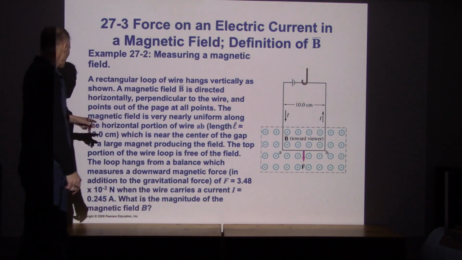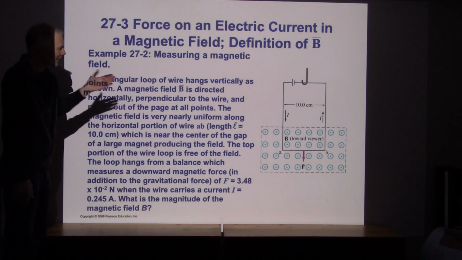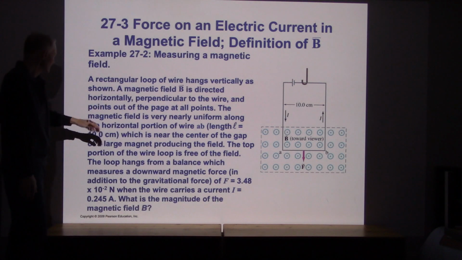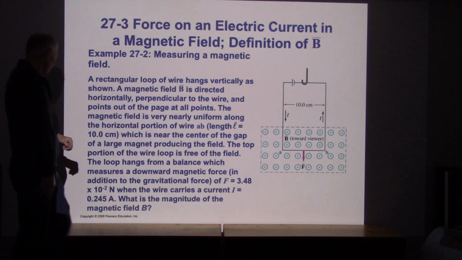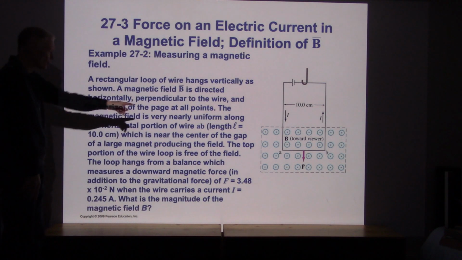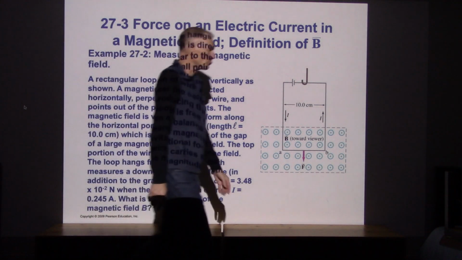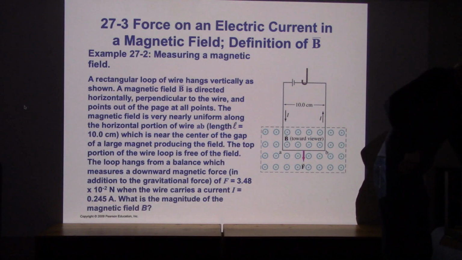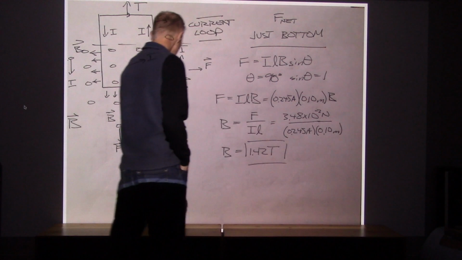Now they've given us some numbers. They say that in particular that length that runs horizontal is 10 centimeters. And they said that the force that we're getting, it's a small force, 3.48 times 10 to the minus 2 newtons, and the current, they're saying, is 0.245. So let's take a look at this example.